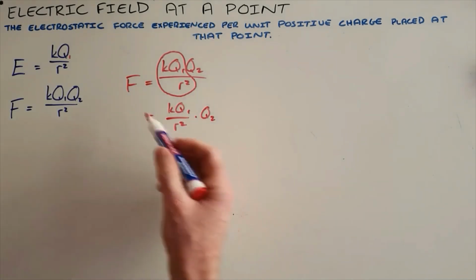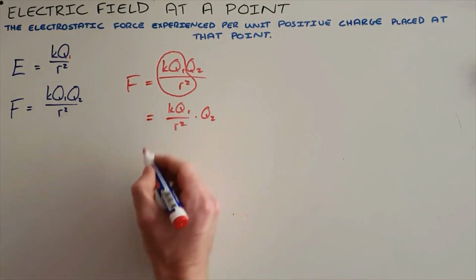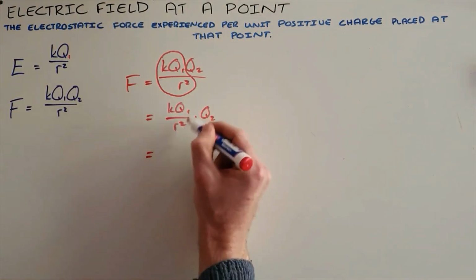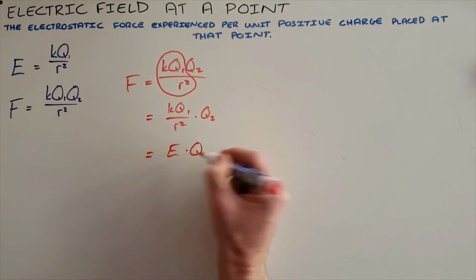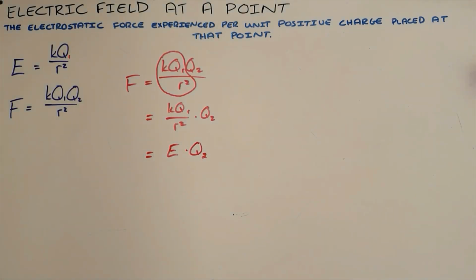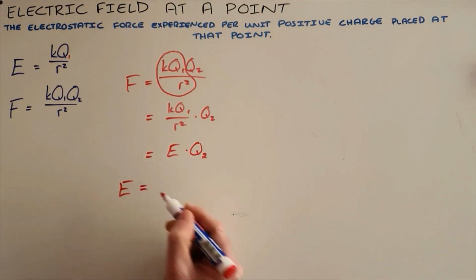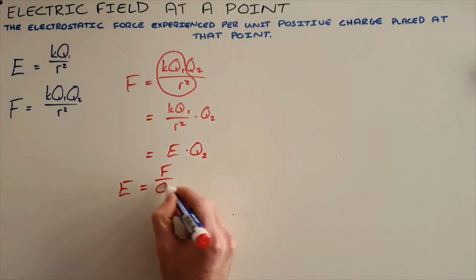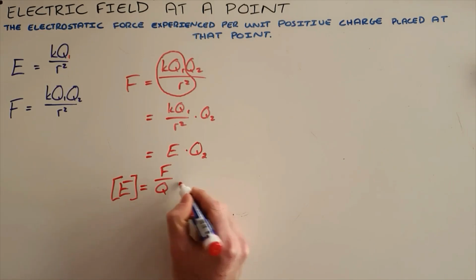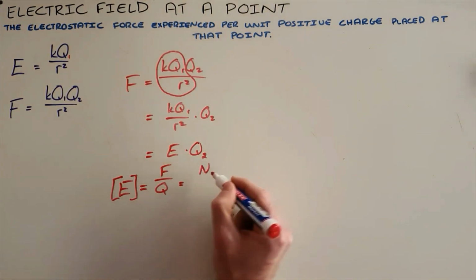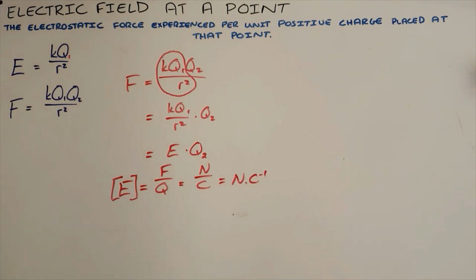And what this tells us is that the force experienced between two charges is equal to the product of the electric field, which is the expression for the electric field around one of the charges, multiplied by the charge experiencing that force. This can then be rewritten as E is equal to F over q. As we can see, the units for this electric field would then very clearly be newtons divided by coulomb, or we'd say newtons per coulomb.